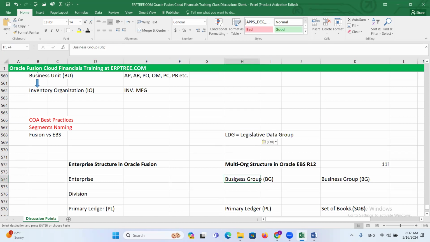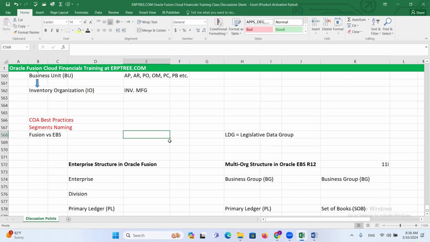Here we are comparing with EBS business group. So in EBS business group, if you are implementing for 4 countries, you can create 4 business groups to maintain the country specific employees information. But in Fusion, you cannot create 4 enterprises for 4 countries, only one enterprise. Then how do you segregate employees data? By using legislative data groups. Okay. Got it, sir. So it's basically for the workforce. Yeah, correct. Only for employee records purpose.